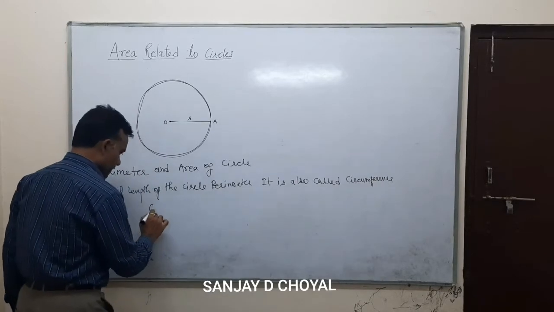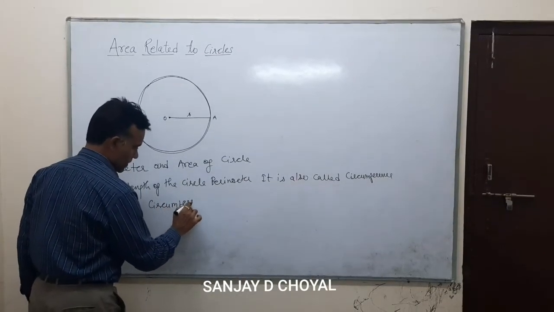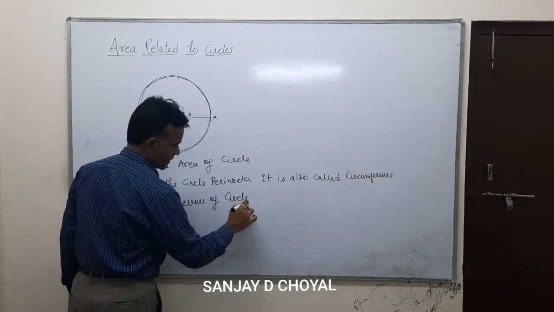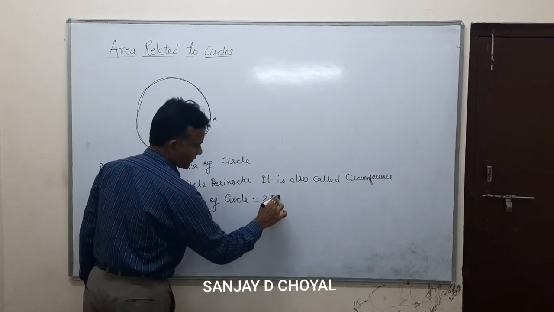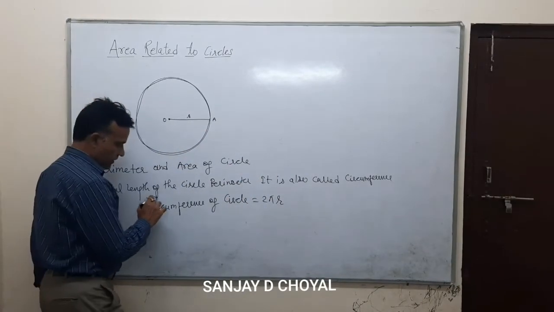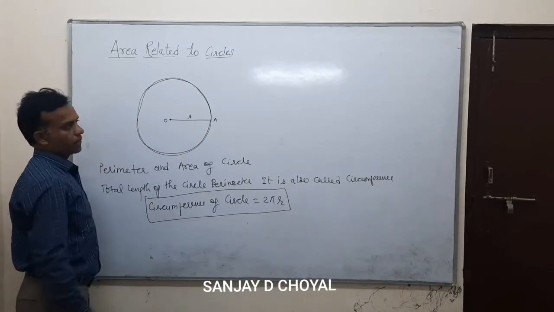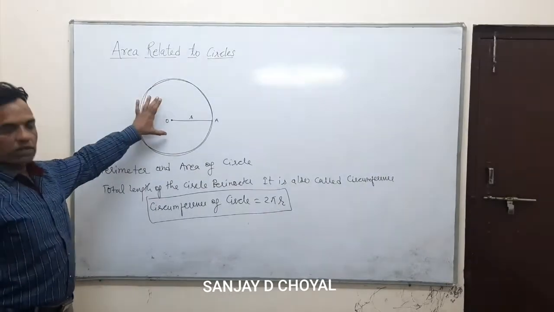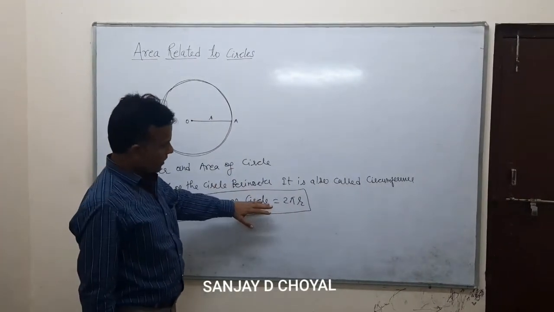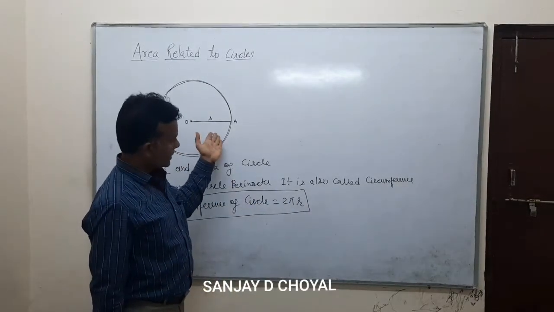So the circumference of a circle is 2 pi r. It is also called the perimeter of the circle or the circumference of the circle. Both are the same. The total length of the figure is called circumference and its formula is 2 pi r. Here pi means 22 by 7, 2 is a constant, and r is the radius.